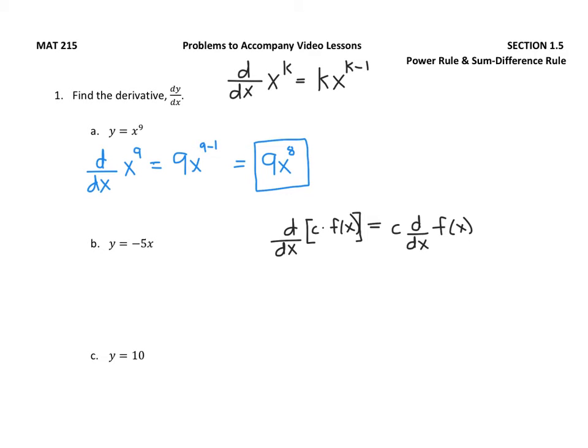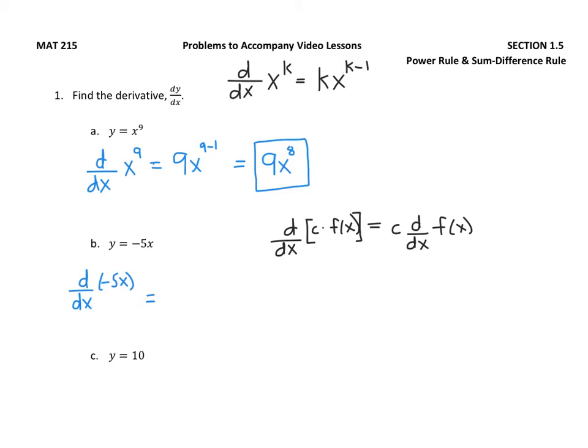For part B, we're finding the derivative of the function negative 5x. So here what we're going to be using is the fact that the derivative of a constant times a function, f of x, is equal to the constant times the derivative of the function. So we can just pull that constant away from the function and take the derivative of the function and carry that constant along with us. In this case, our constant is negative 5, and our function here is x. Or if we think of it as a power function, it's x to the first power.